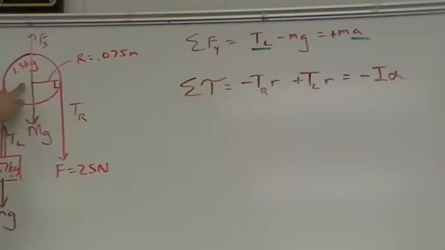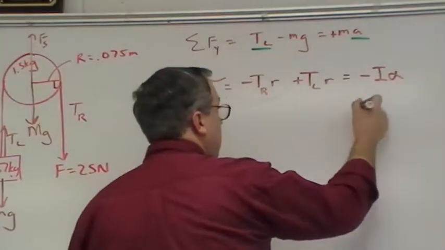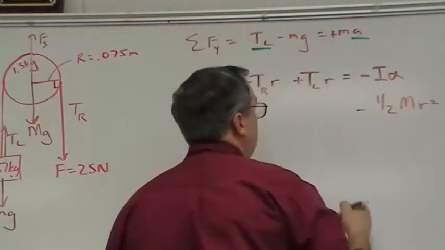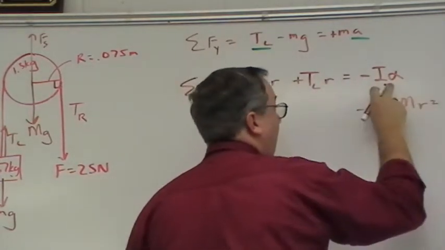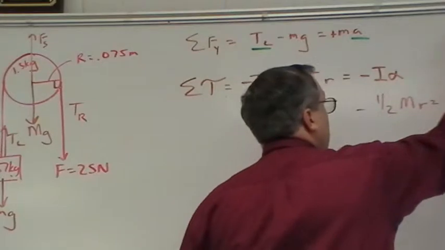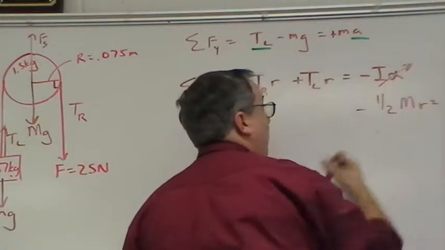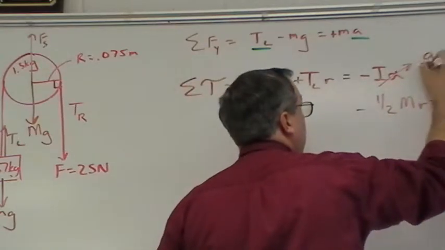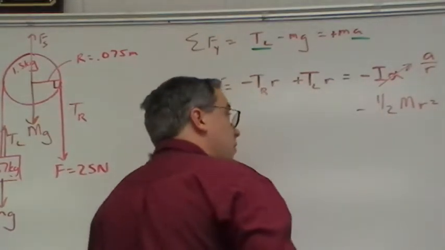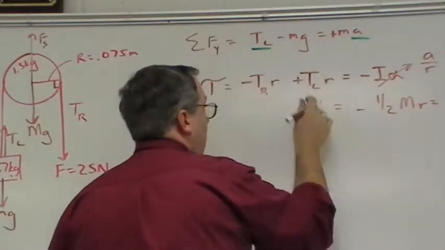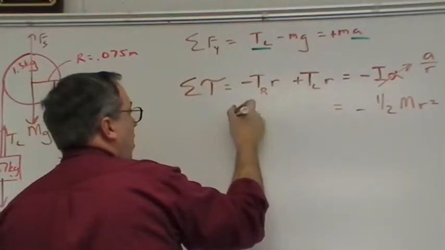We're treating this thing as a disc. That's what it says in the problem. It's a disc-shaped pulley, so we can substitute in 1/2 MR squared for I. For alpha, we know a equals R alpha, so for alpha we can substitute in a over R. And over here, I want to just factor out an R.